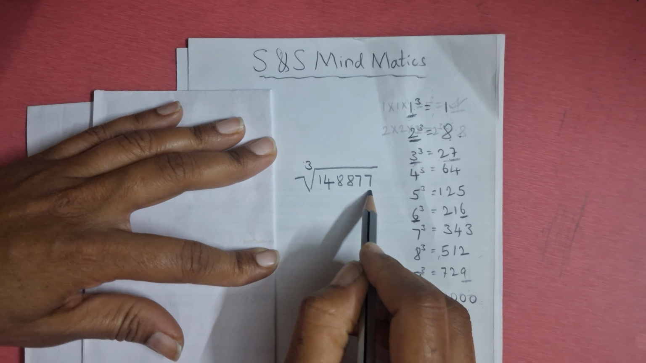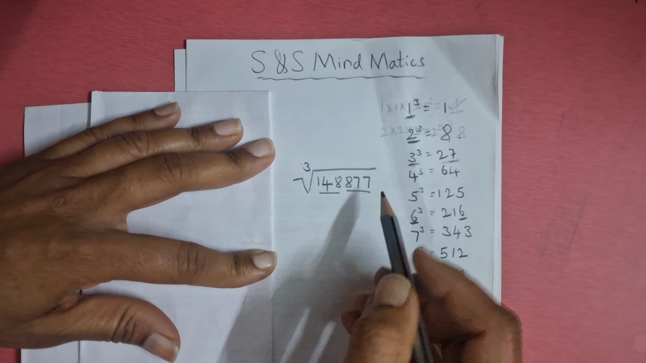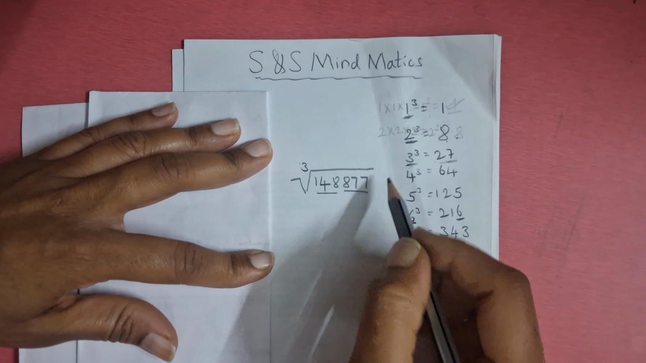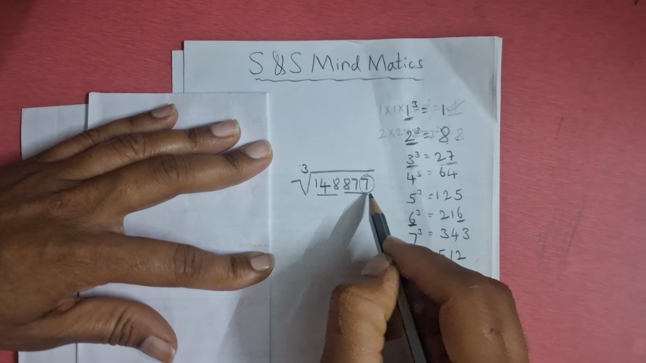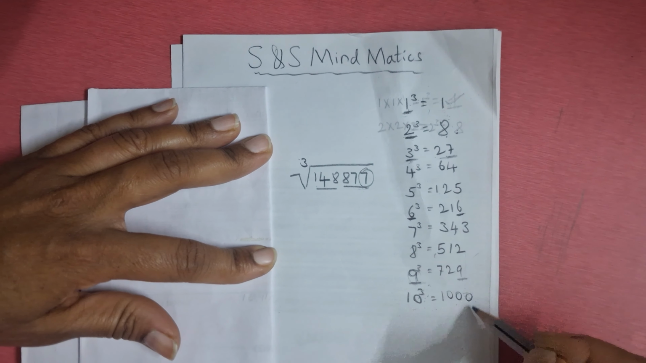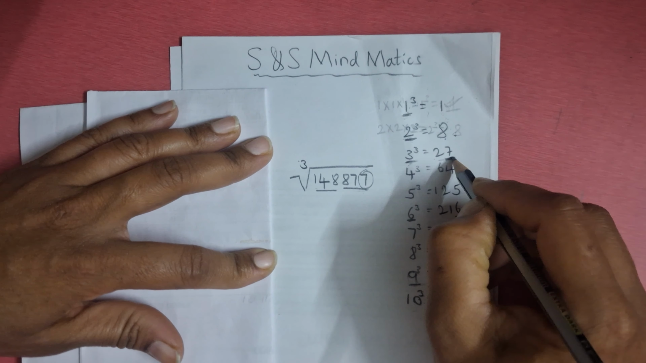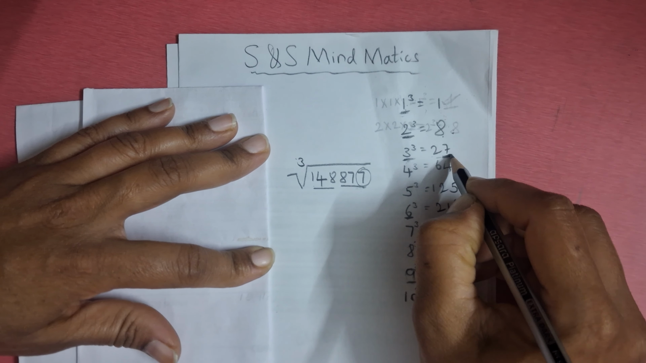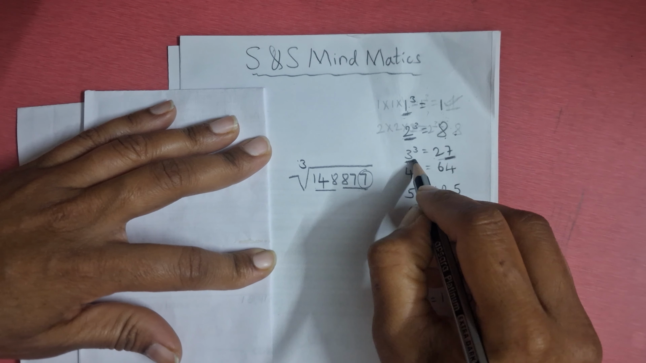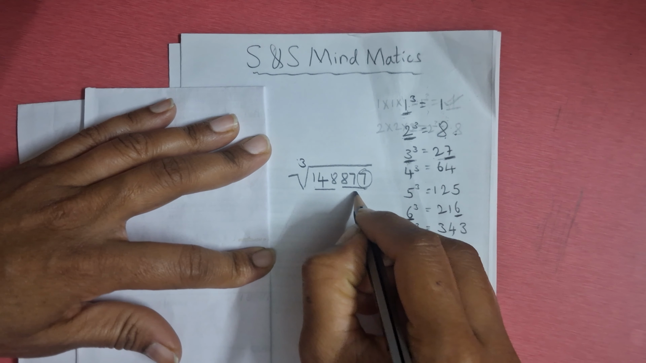So we have 6 digits. We are dividing the 6 digits into two groups, 3 digits and 3 digits. First we will take the right side 3-digit number. In this number we have 7 at the last place. So we have to check in the table which cube has 7 at the end. Here we have 7 at the end. To get this answer we need 3 cube. So for our answer we are taking this 3.